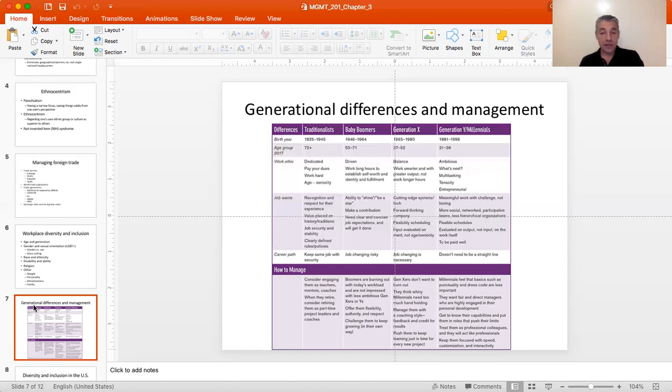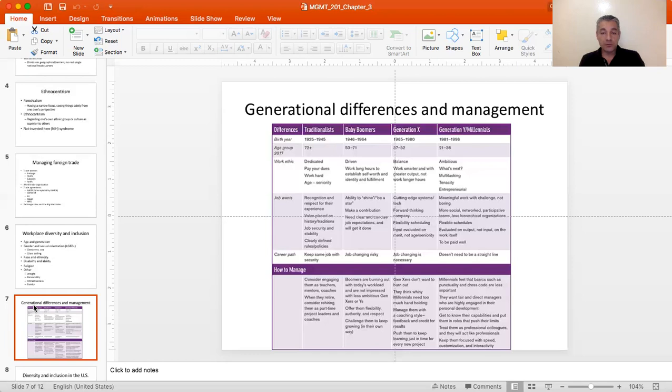You have Generation X, 1965 to 1980, Generation Y, or millennials, born between 1981 and 1996, and currently you have Generation Z, those people born in 97 and later, who are already a part of the workforce. And if you think about your workforce consisting of baby boomers and Generation Z, it's very hard to create a labor policy that would appeal to them equally.